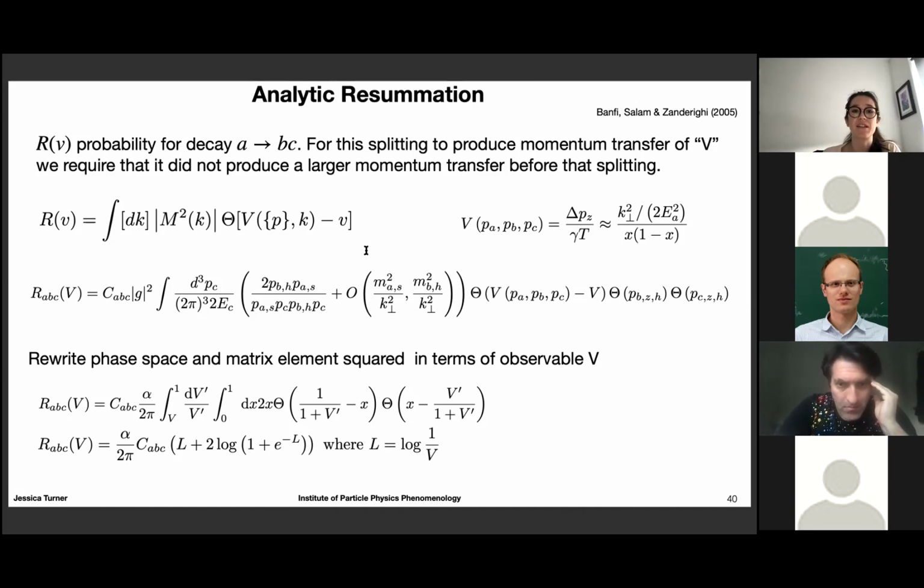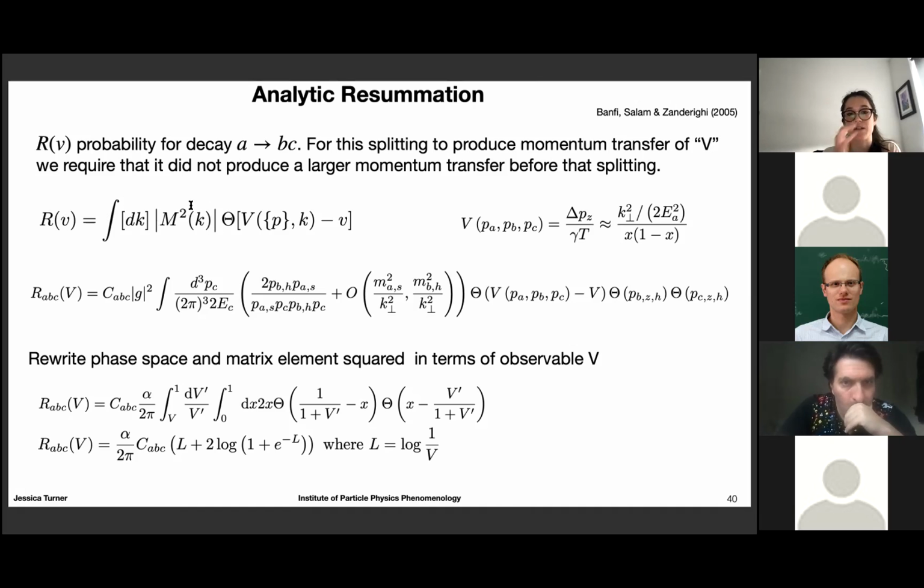I'll briefly explain the analytic resummation. This is taken from standard analytic resummation applied at colliders. We have our radiator function, which is a function of v. V is our observable, which is just the momentum transfer. Here, this is the integrated matrix element squared. I'm just integrating over the phase space of the soft particle.